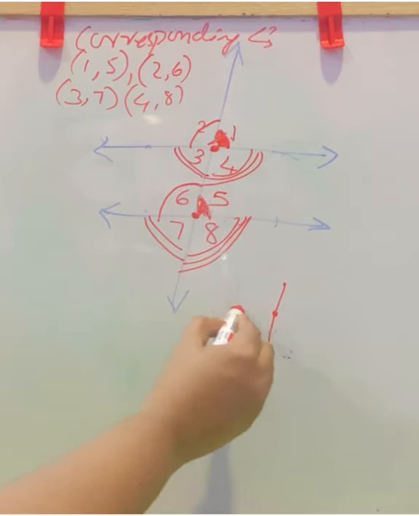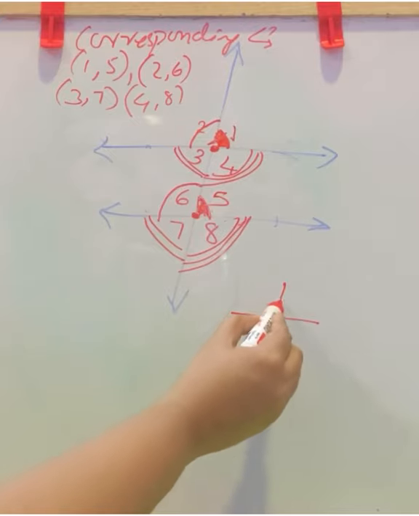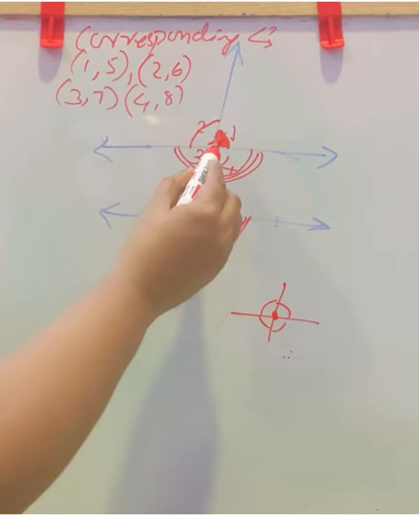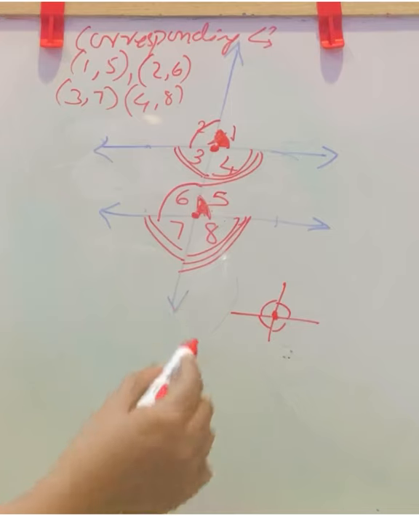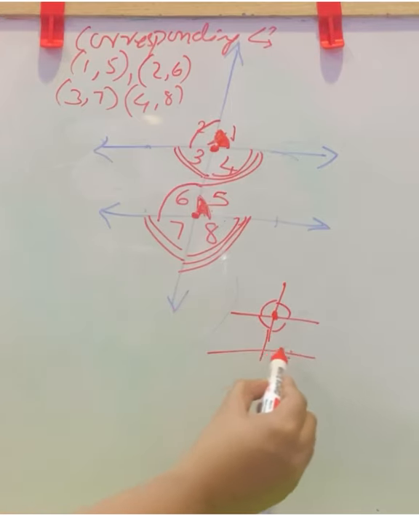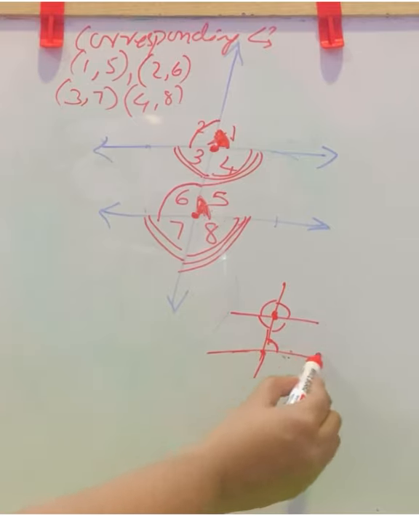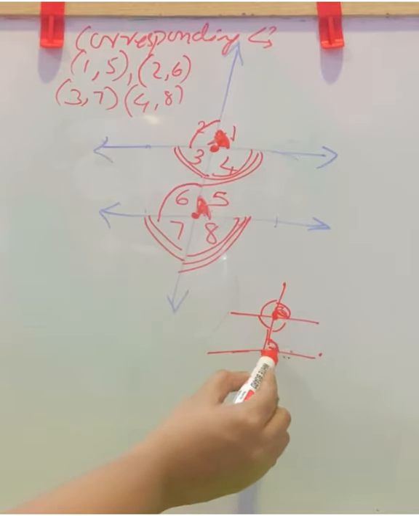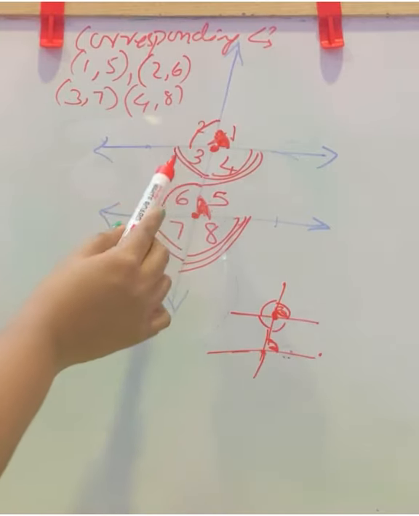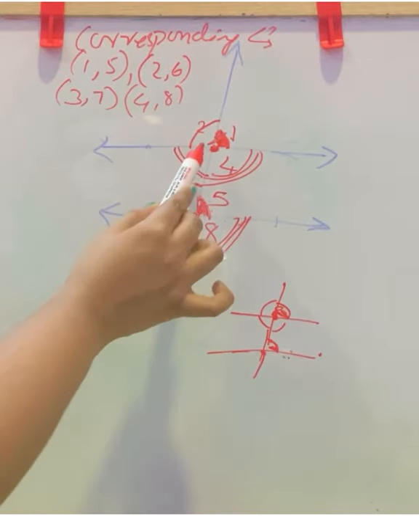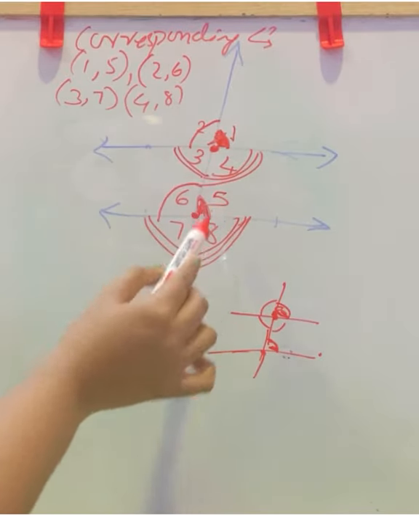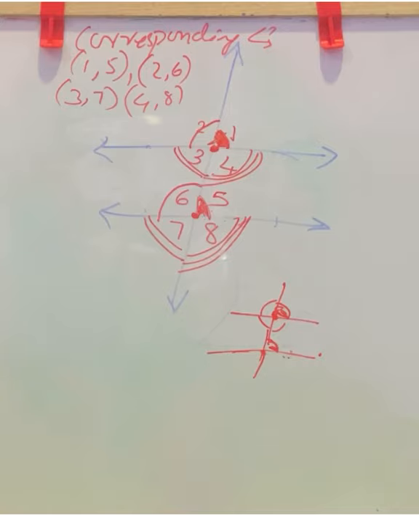So, when a transversal passes, we have 4 angles around each point, and at the same position we have another angle here in the below line also. So, this and this will be corresponding like that. 2, 6 is a pair, 3, 7 is another pair, and 4, 8 is another pair, which are placed at the same position.